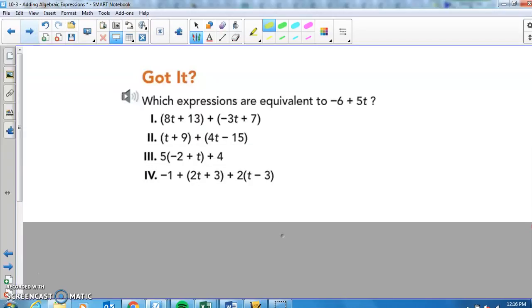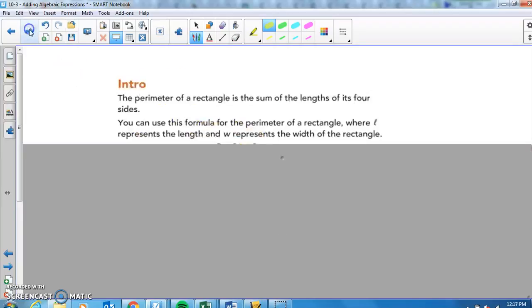All right. What I want you to do is just work these 4 problems. Pay attention to number 3 and also number 4. You're going to have to distribute. On number 3, you're going to distribute that 5. And on number 4, you're going to distribute this 2 in front of the t minus 3. So if you'll work those 4, put a star there. All right, this next example. Now, I know I'm going kind of quick, but what you have to do is pause the video.